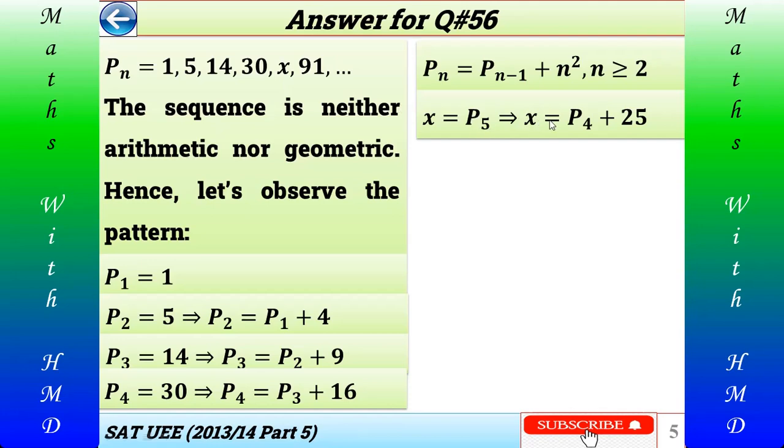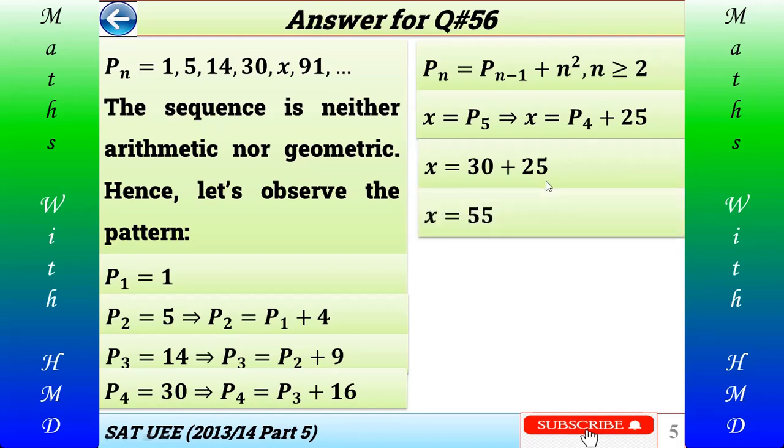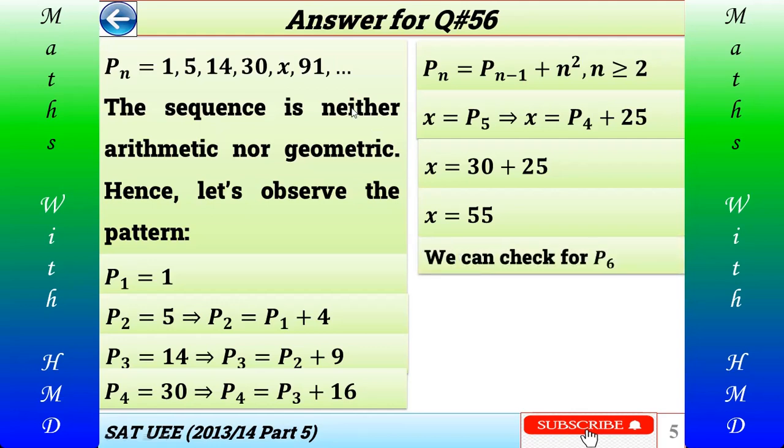So x is P5. This is to imply x is equal to P4 plus 25. So x equals to, what is P4? Which is 30, right? 30 plus 25, that is 55. So could you please check whether P6 is 91 or not? Because it is given that P6 is going to be 91, right? So whether our estimation is correct or not, let's check.